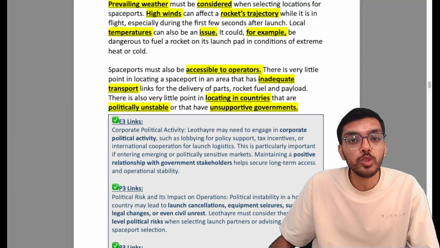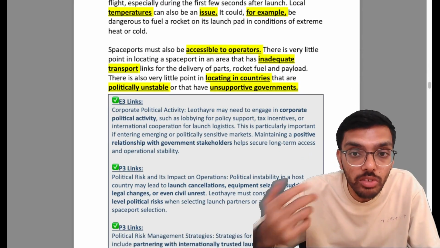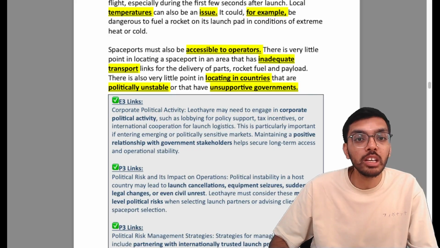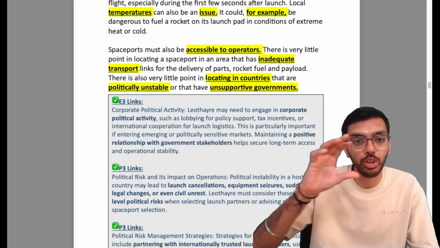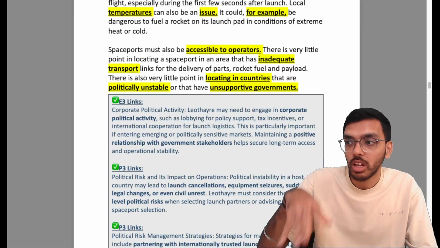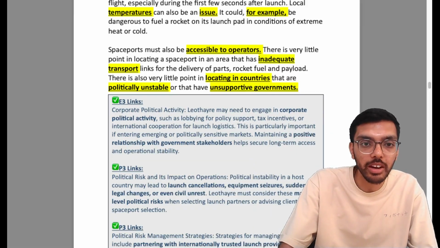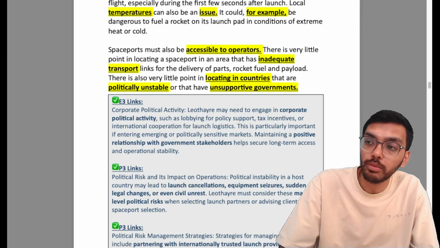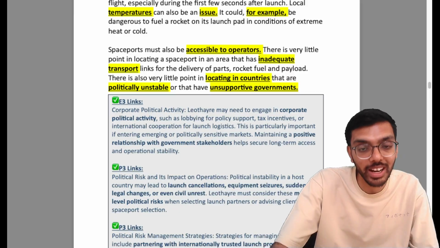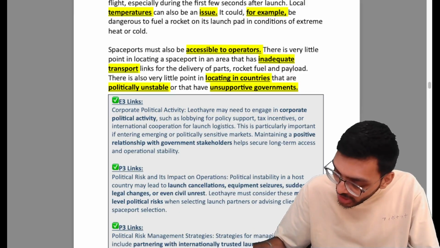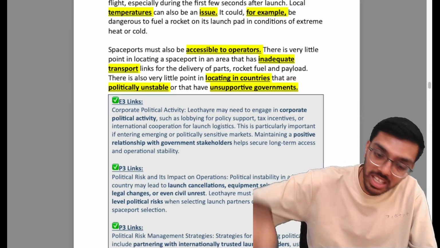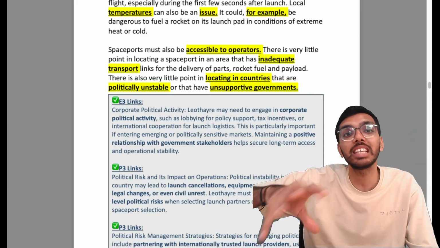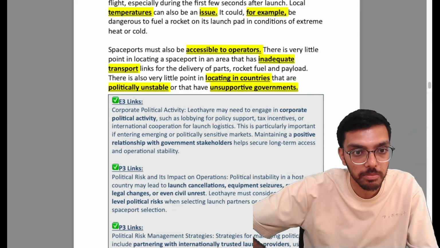Spaceports must also be accessible to operators. There is very little point in locating a spaceport in an area that has inadequate transport. Let's say you put a spaceport in the middle of the desert. How will we reach there? Because you will have to deliver parts, rocket fuel, payload, satellites, all that has to reach, right? So the location has to be good, plus it has to be easy in a way that is not harming the environment or risking injury.